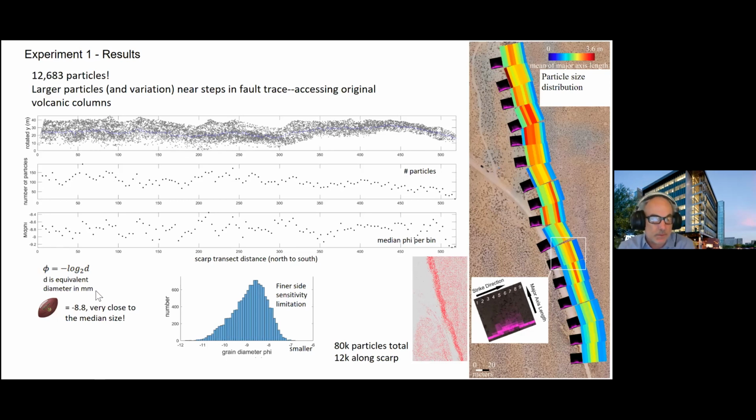A typical way of characterizing sediment is to convert the diameter. So we take the area of the rock, and we convert that to an equivalent diameter. We just assume it's a circle for right now. And then we take the negative log 2 of that diameter to get the phi, which is a typical grain size measure. One of the things we can come up with is that the average grain size of rocks on this fault scarp is about the size of an American football. But also what's important is their shapes are like an American football.